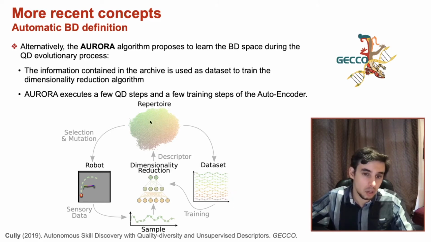And after a couple of quality diversity loops, we can go back to the training loop of the dimensionality reduction algorithm. And by alternating like this between quality diversity loop and tuning and refining of the dimensionality reduction algorithm, we can have the quality diversity algorithm finding all the diversity of solutions that are generated here.